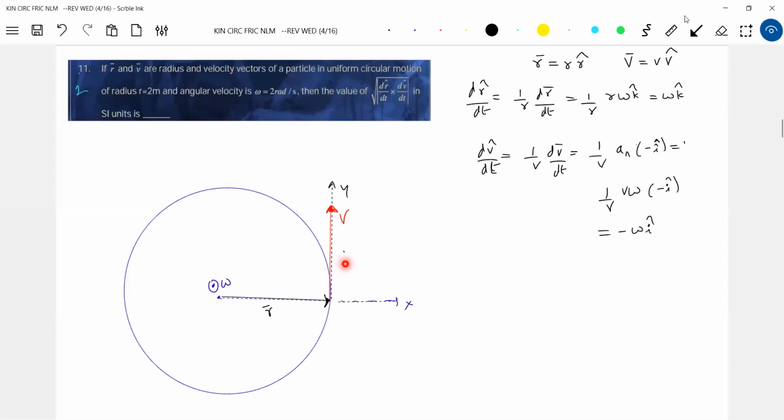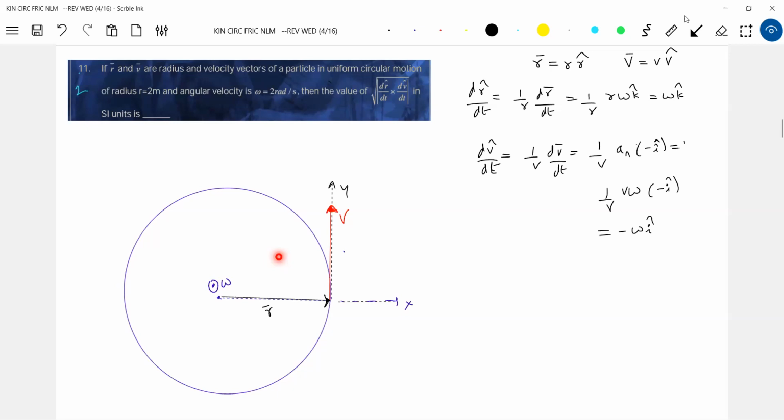We don't get any angular velocity which will be directed in this way. Because see, why is this angular velocity there? Because of the angular displacement of this position vector. Sir, omega is the magnitude of dr cap by dt. That is not the direction of omega.